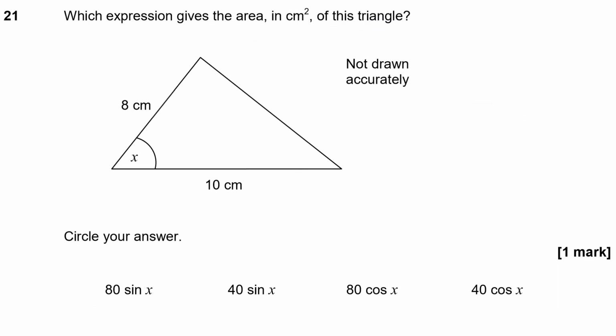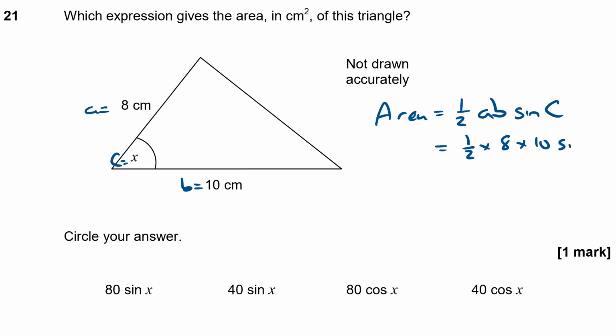Okay, which expression gives us the area in centimeters squared of this triangle? Well, the area formula for a non-right angled triangle uses trigonometry, and it's half ab sine C, isn't it? That's the formula we know. In this particular triangle, this is your a, this is your b, and this is our C. So we're going to get a half times 8 times 10 times sine x. Half times 8 times 10 is 40, so it's 40 sine x. That one there.